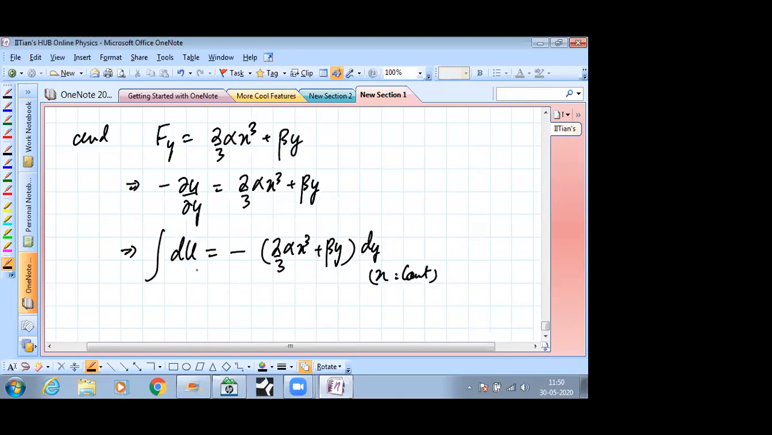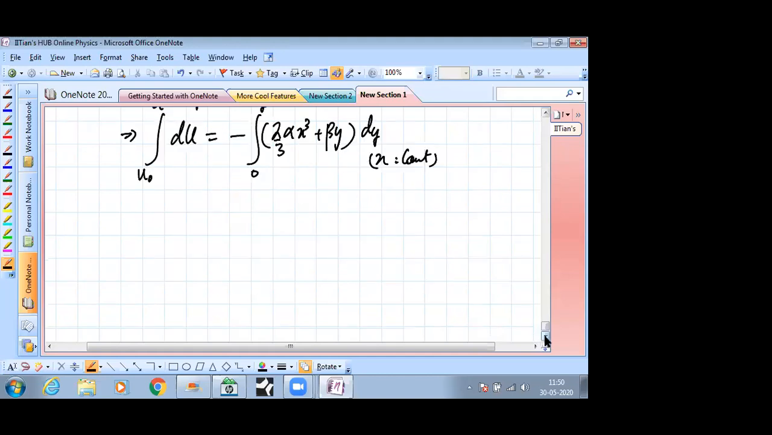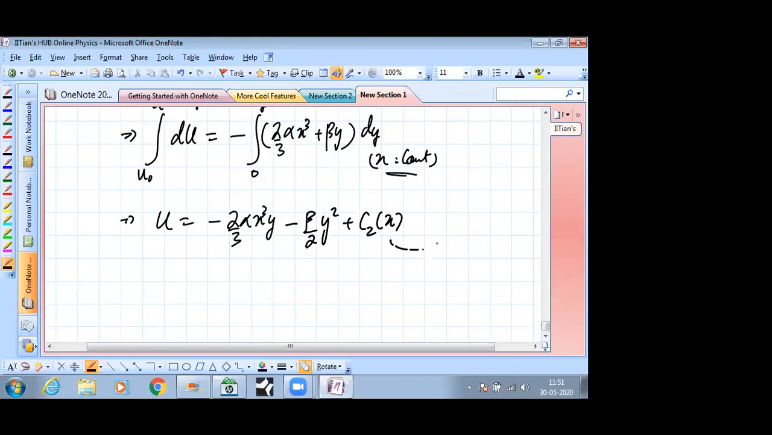So again, if we integrate this from something to a bi-coordinate y. This time we'll integrate with respect to y, treating x like a constant. So our potential energy function will come out to be minus 2 by 3 alpha x cube y minus beta by 2 y square plus some constant, but that constant is a function of x.